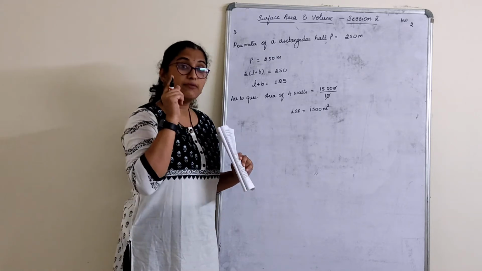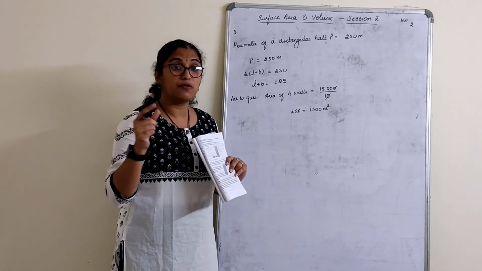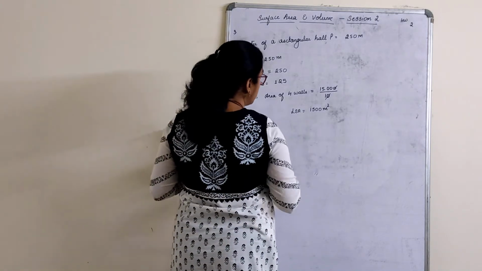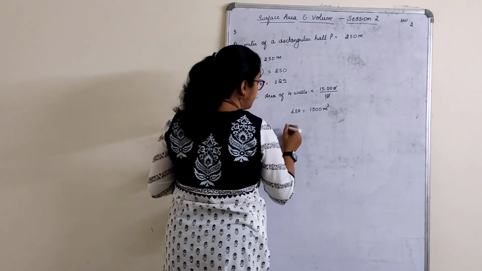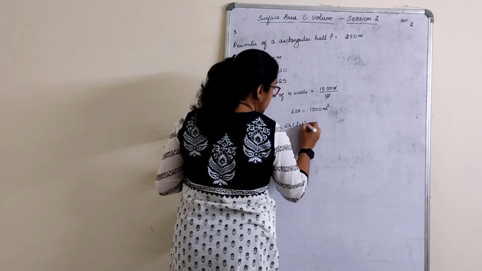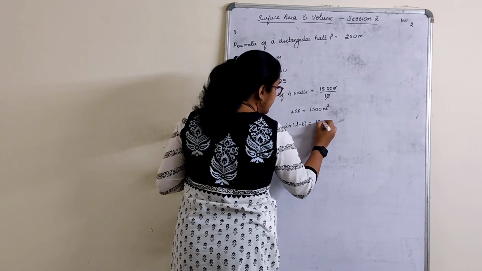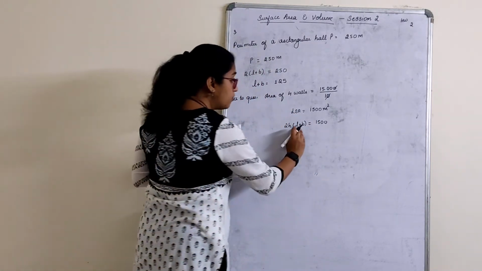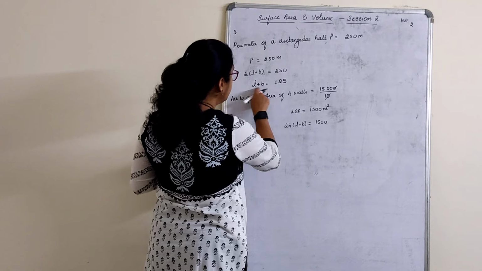Painter told me I will charge you 15,000 on the basis of 10 per meter square. Very clear? LSA I got. Now write. What is the LSA formula? 2h of L plus B is equal to 1500. Am I right? This is the LSA formula. Now, what is L plus B? I know here.